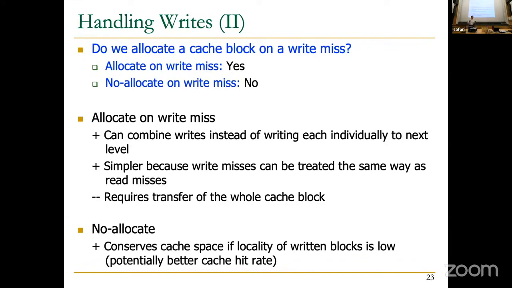And that's really the key that I want you guys to understand. The access pattern is the most important thing for the cache. If the access pattern is such that you don't need write combining, but you actually need to conserve cache space and the locality of writes is low, then no allocate on writes is actually a better design.